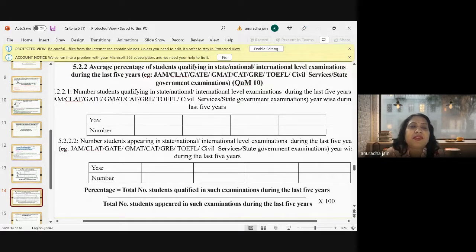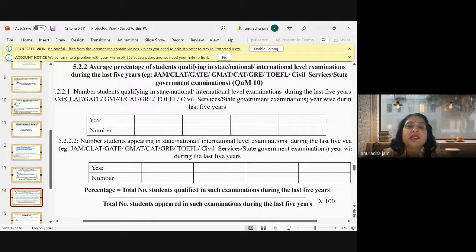In this, the first format is the number of students qualifying in the state, national, international examination during the last 5 years. So year-wise, you have to give the number of students. In the second part, you also have to give the number of students who appeared for this exam. Out of these, how many appeared and how many cleared. But in this case, only giving numbers will not help. You will have to give details like the name of the students, enrollment, which exam they gave, and what was the enrollment number or the outcome of that exam.